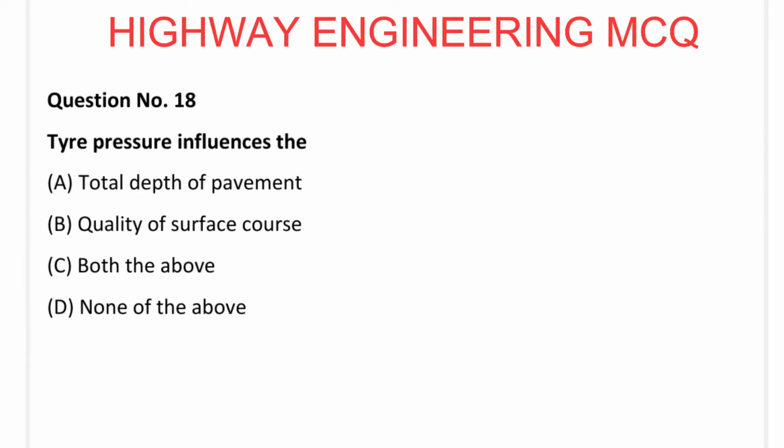So next, tire pressure influences the: option A, total depth of pavement; option B, quality of surface course; option C, both of the above; D, none of the above. So the answer is B, quality of surface course.